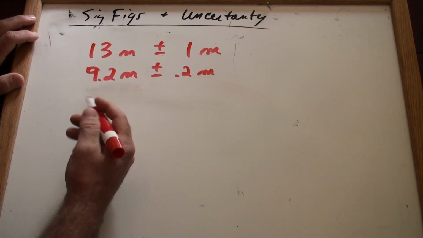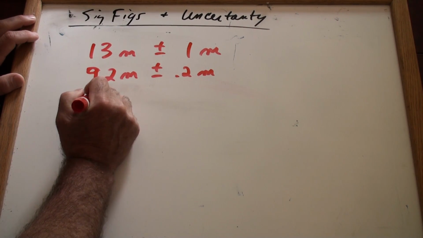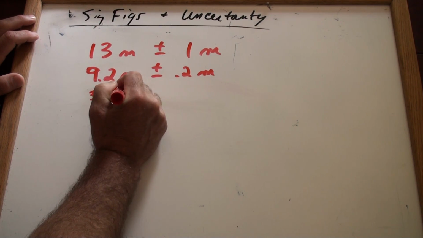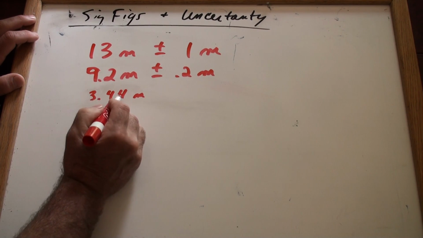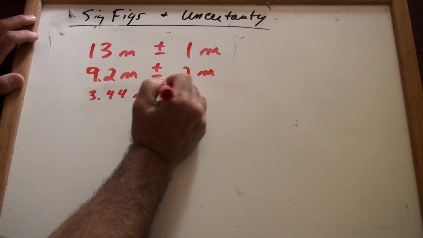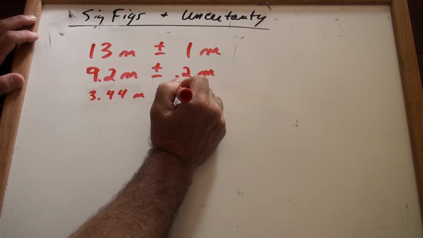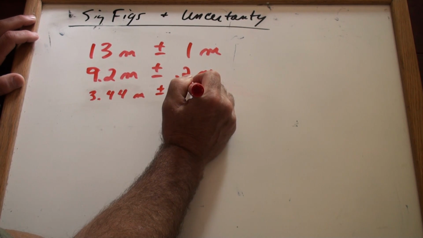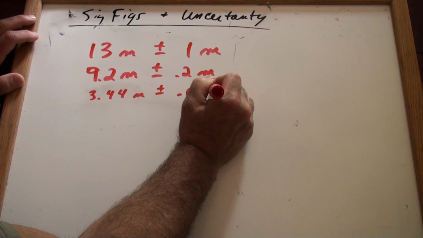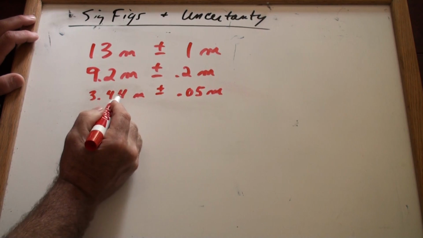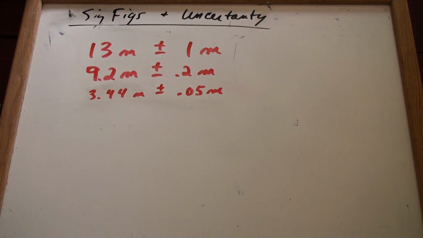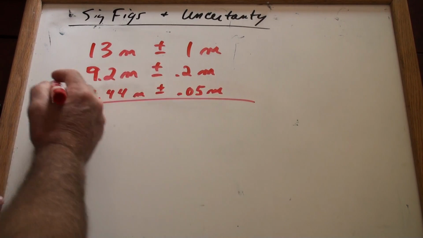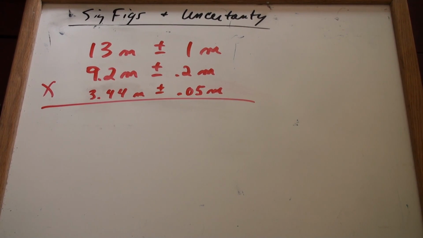Let's say the third dimension, the height, is 3.44 meters. This person guessed to the hundredth of a meter, which is a centimeter, and he or she thinks it could be off by 0.05 meters or 5 centimeters. See, the guess is the centimeters and the uncertainty is the centimeters. So how do we do this? How do we multiply these three numbers together and get uncertain?